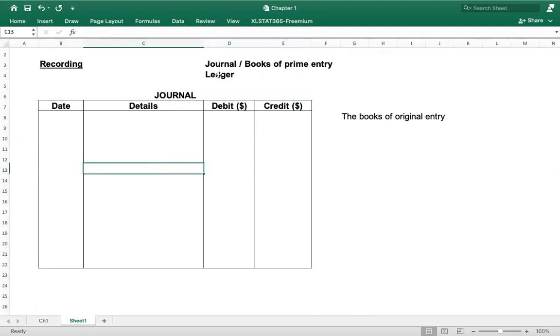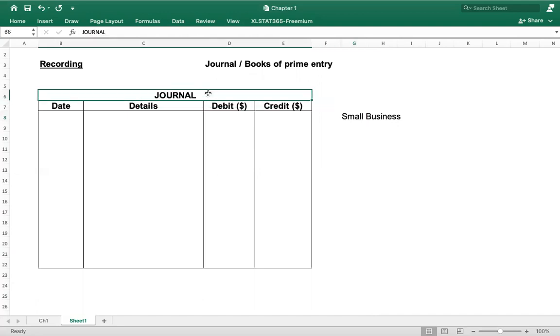Now, as I told you, what is the difference between journal and books of prime entry? A journal will be maintained by small businesses. Why small businesses? Because they have a small number of transactions. So they just maintain only one notebook. Only one notebook. And that one notebook is known as what?